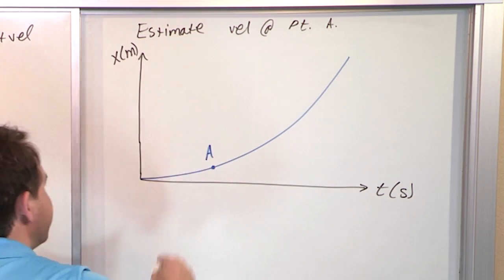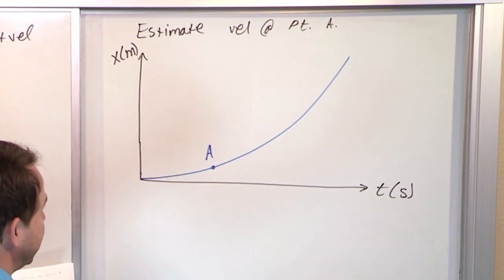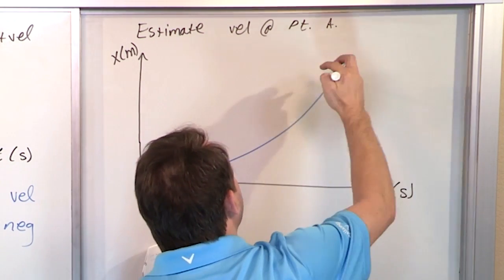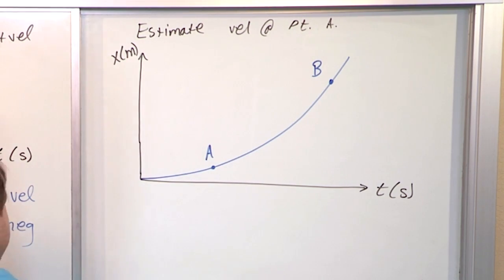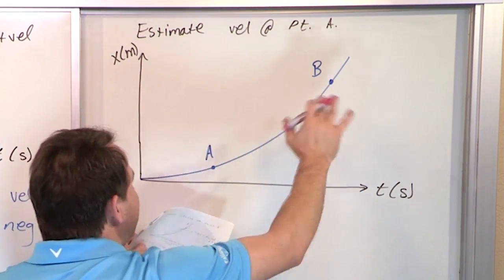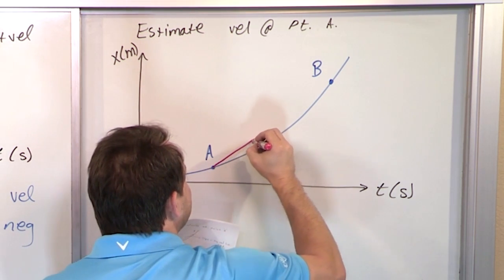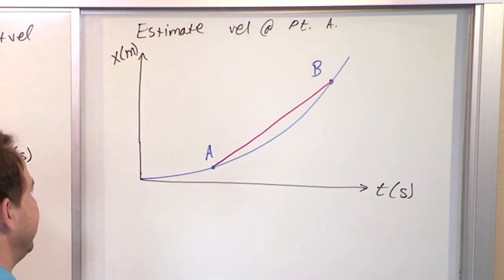I want to figure out what is the velocity there. So I've got to figure out what is the slope of this curve at A. I don't have any idea what it is, but I'm going to estimate it by finding a far away point called point B. Whatever A and B are, it doesn't even matter. I'm going to connect a line segment between A and B, and I'll try to draw that straight. That's just a line segment.